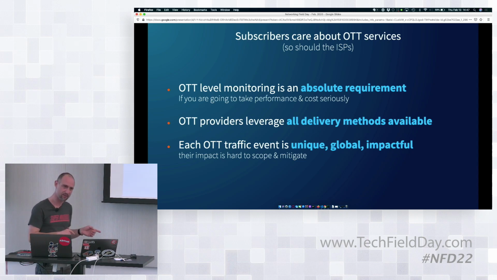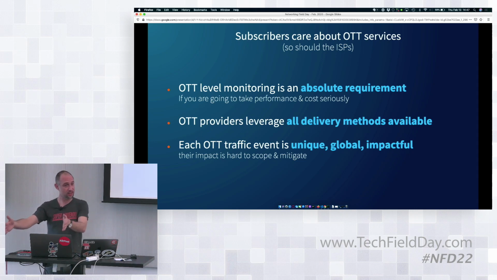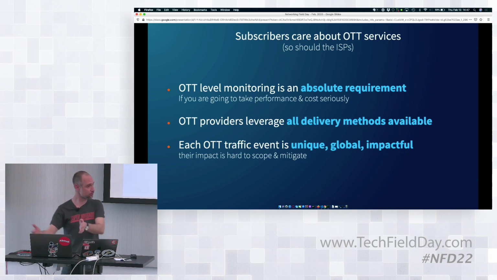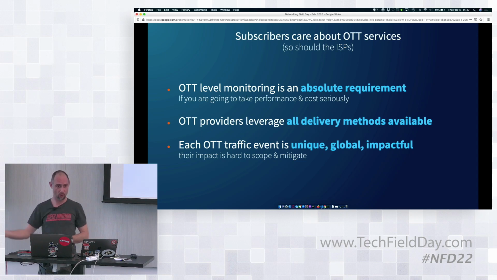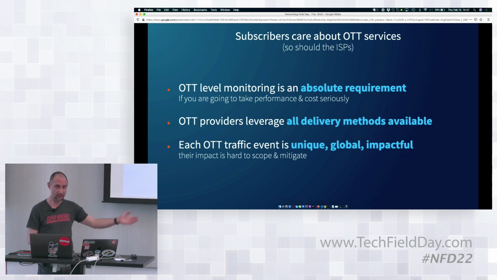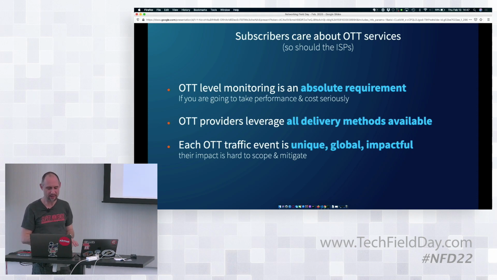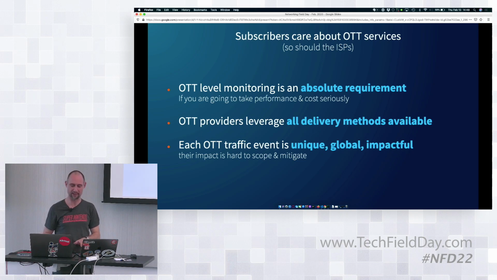Now, bear in mind, it gets worse because OTT providers leverage all of the connectivity methods you can find out there. They might have their own network. They might use multiple CDNs. They might and will use multiple CDNs. They will also peer with you in an internet exchange, or directly, or through their transit provider. And worse than that, each OTT traffic event is completely unique, global, and completely impacting.